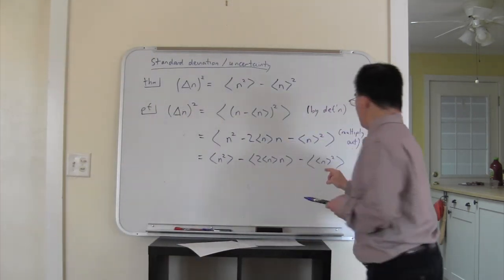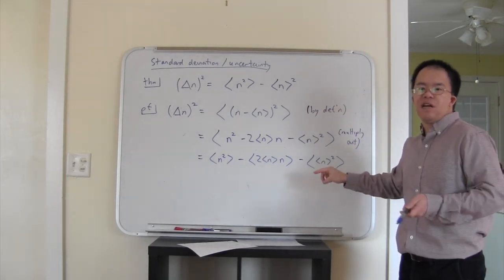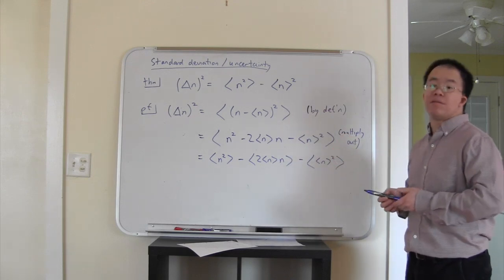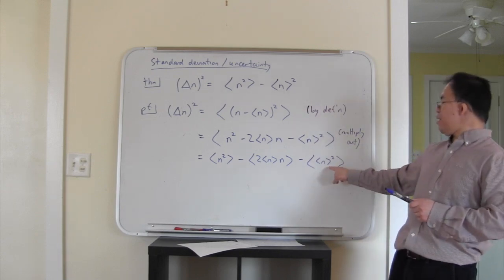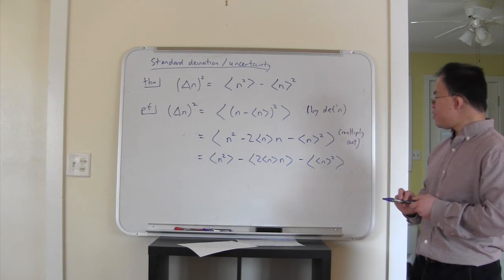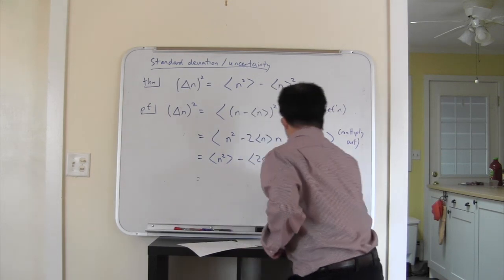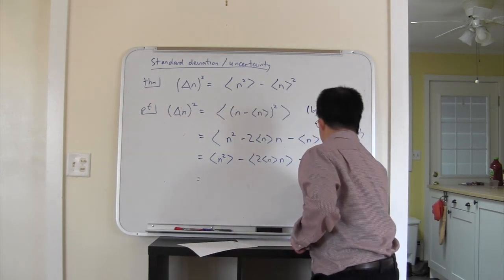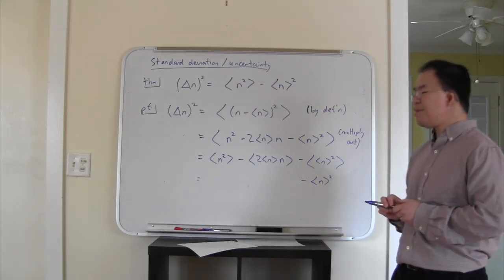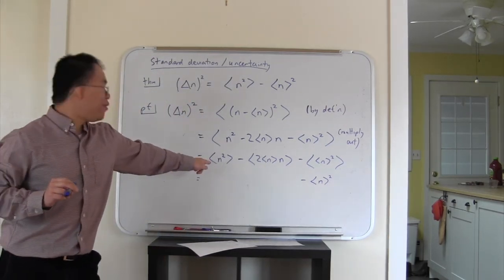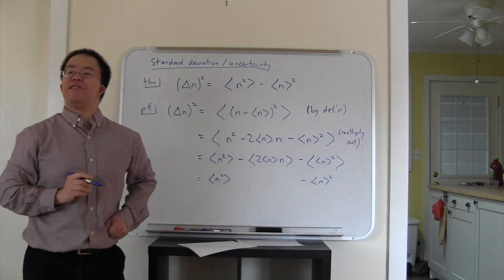Now, here's the thing. Notice that the average value of n is really just a constant. It's not going to change for different values of n. The average is well defined. So I can actually just get rid of these outer averaging brackets here. So the third term just turns into minus average value of n squared. I can't really do anything with the first term, so that's still the average value of n squared.